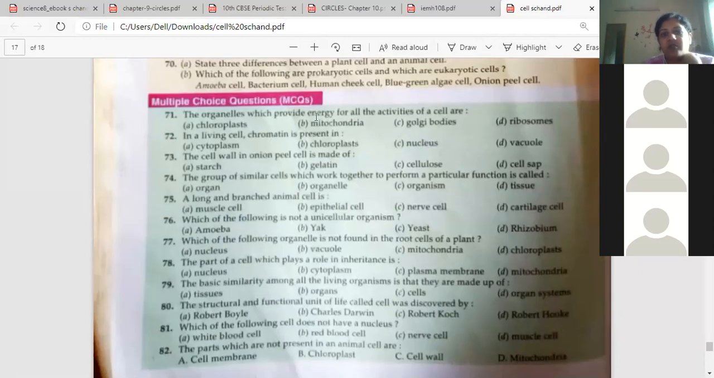The organelles which provide energy for all activities of a cell are mitochondria. In a living cell, chromatin is present in the nucleus. The cell wall in an onion peel cell is made up of cellulose. Plant cells are made up of cellulose. I told you, the cell wall is made up of cellulose.